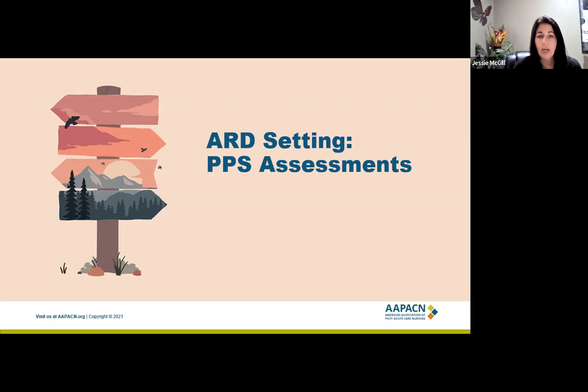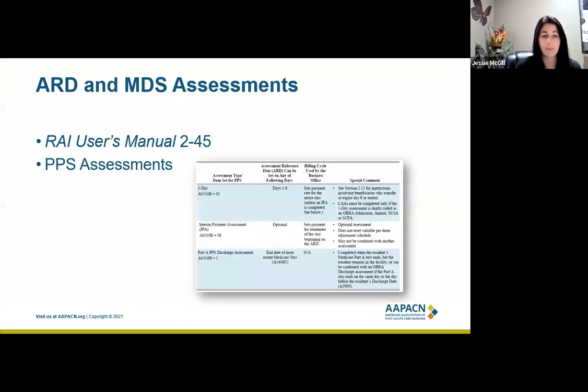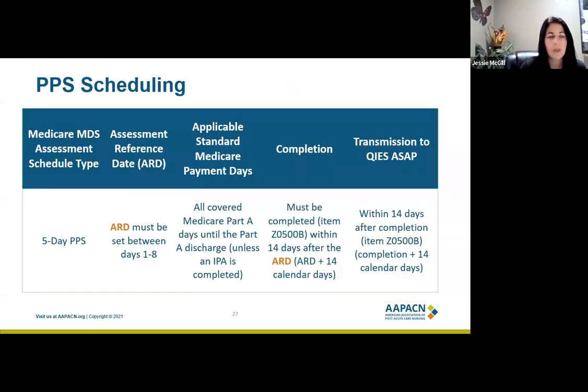All right, so let's move on to the PPS assessments. And if you're not familiar with the term PPS, this is prospective payment system. This essentially means that these are Medicare. So this is a Medicare within the skilled nursing facility, the PPS assessments. Just like with our OBRA assessments, we also have this great chart in the RAI User's Manual. This one's on page 2-45 for the PPS assessments. I know it's really small on this slide, but the RAI Manual is available online. You can print this out, flag it in your paper manual, whichever works best for you.